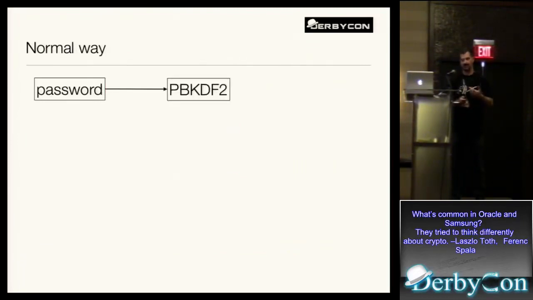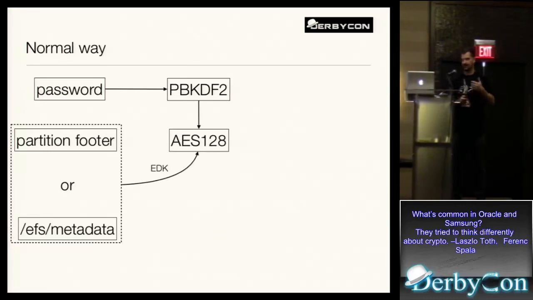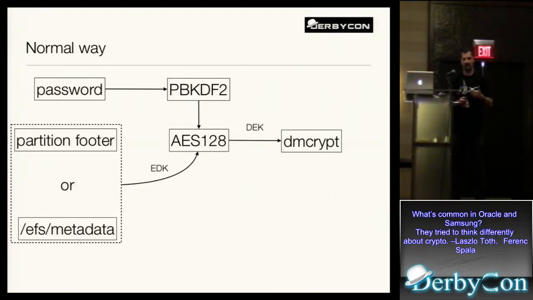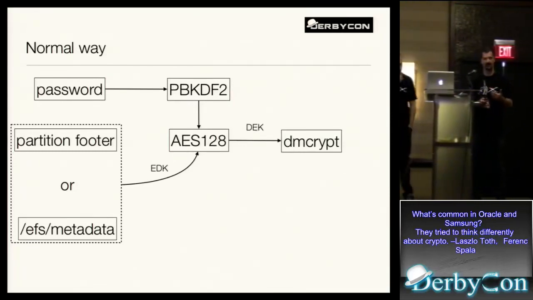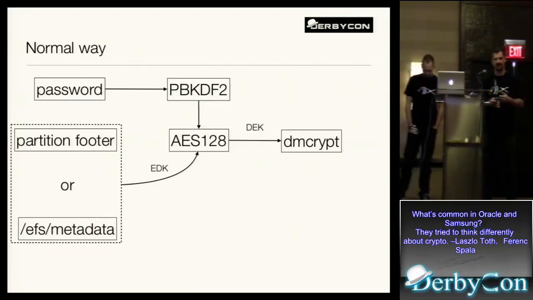From the user-supplied password, a key is generated with the password-based key derivation function, PBKDF2. The encrypted disk key is stored in a file or in the partition footer. The encrypted disk key is AES decrypted with the key derived from the password. In order to perform the actual encryption, Android uses DMCrypt, which is transparent disk encryption in the Linux kernel. That's why it's quite easy to mount an Android encrypted disk image under Linux. We will demonstrate this later in the case of Samsung.